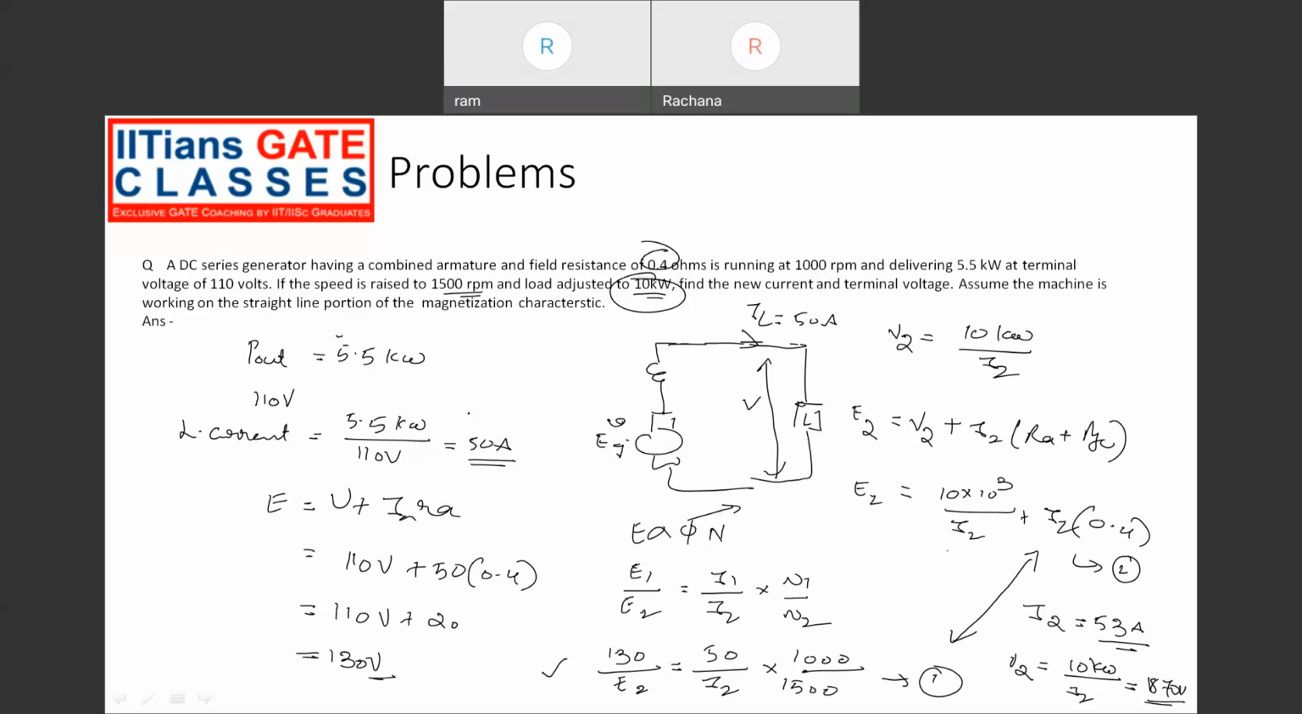Okay, I hope the question is clear. What we have done is, first, we calculated the induced voltage for a given load current. Later, they have set the speed as well as the load changed. So we derived an expression consisting of variables E2 and I2. So we have derived two equations. From the two equations we got the new current I2, and from I2 we have calculated the V2.